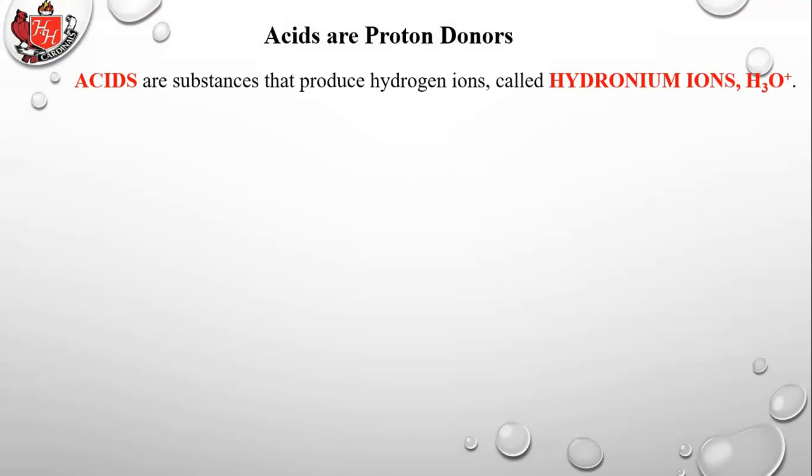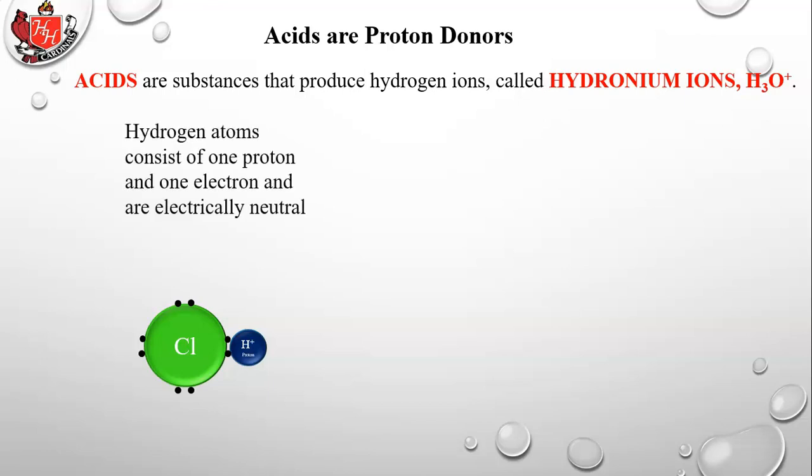So acids are substances that produce hydrogen ions called hydronium ions, H3O+. So there you see hydrochloric acid. That's the kind of acid that's in your stomach. So what has happened is a hydrogen atom with one proton and one electron has covalently bonded to a chlorine. So you see that the chlorine has a full octet, the hydrogen has a full octet. So that's just naturally what hydrochloric acid looks like.